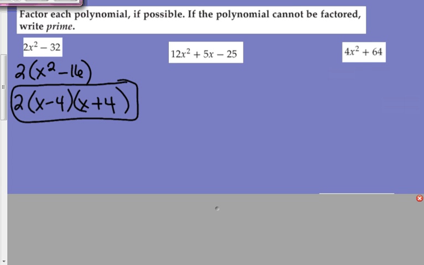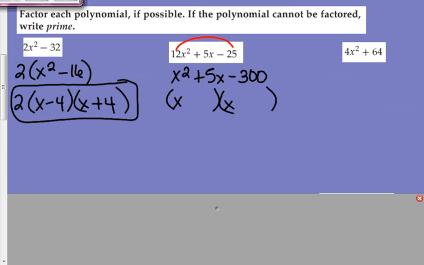So here we go. We're going to do the 12 times 25 first. So we'll have x squared plus 5x minus 300. 12 times 25 is 300. Now we'll see if we can factor this out with x in each one. This is going to be 2 factors of 300 that subtract to get 5.